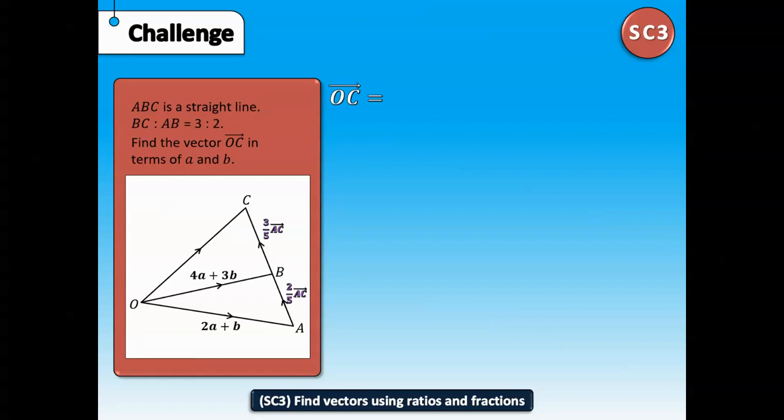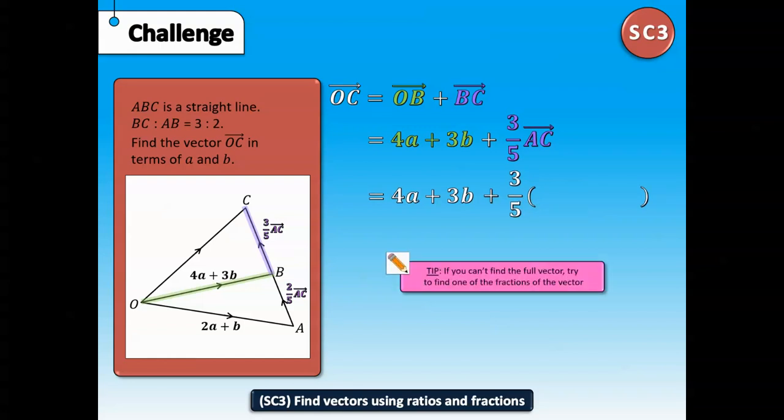So we want to go from O to C. So we can go from O to B, then from B to C. OB is 4a plus 3b, and BC is 3/5 of AC. Now AC, well, if we can't find the full vector, we can try to find one of the fractions of the vector.